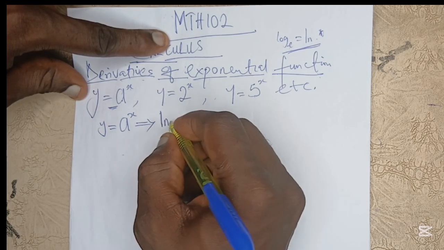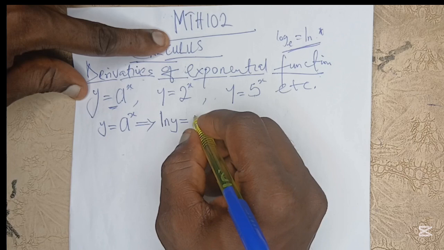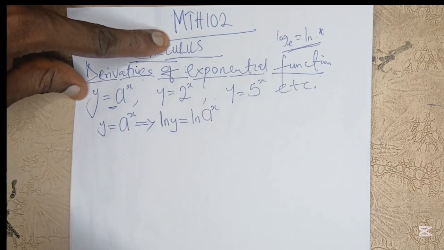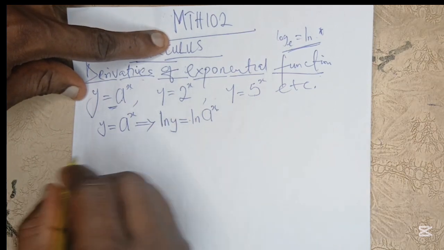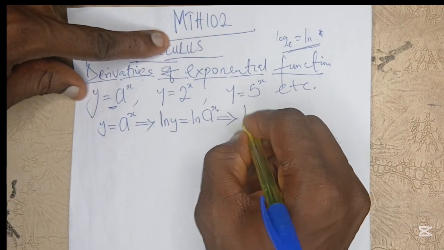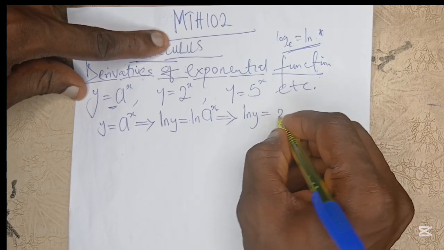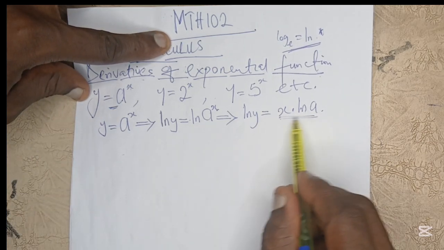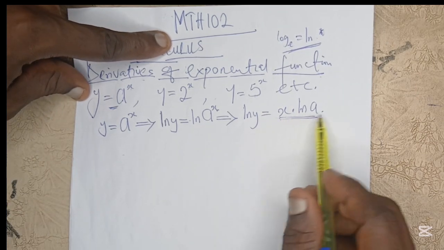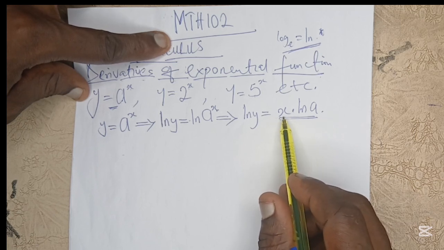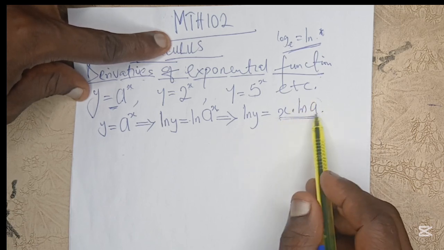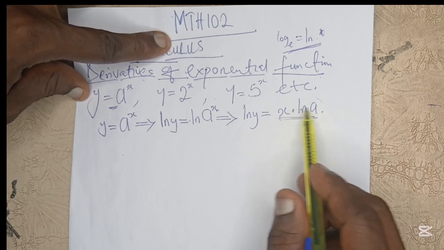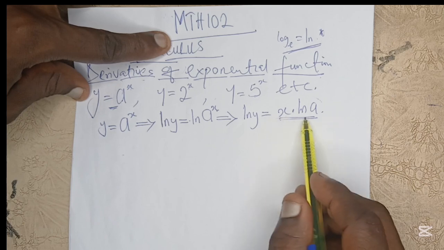Okay? So ln y equals ln of a raised to power x. This x will come down. Okay? ln y will give us x times ln a. This function here is just similar to 2x, where 2 is a constant. So ln a here is a constant, then x is a variable. So a constant multiplied by a variable is a term.